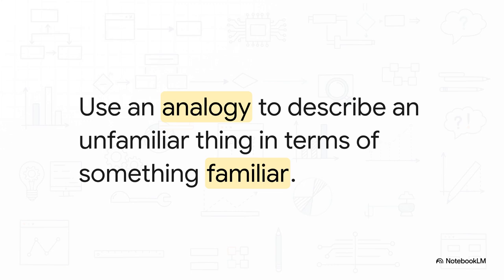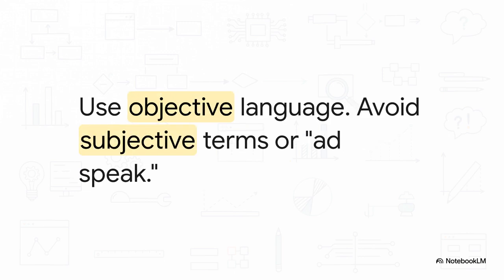Oh, I love this tip. Analogies are such a powerful tool for making things clear. What they do is build a bridge from something your reader already understands to the new concept you're explaining. So, for example, describing a computer's RAM as a workbench for its current projects, that instantly makes an abstract idea feel real and easy to grasp. It's a mental shortcut.